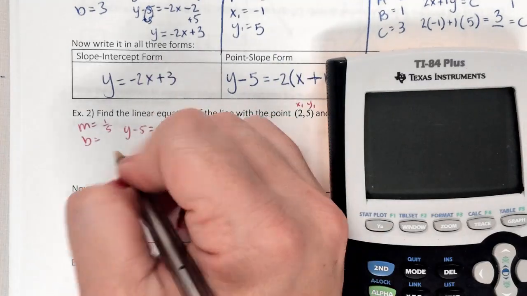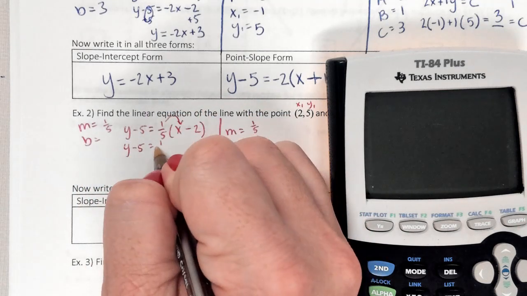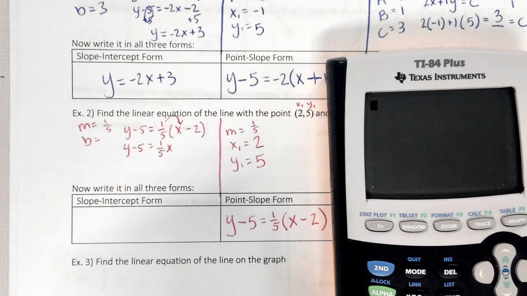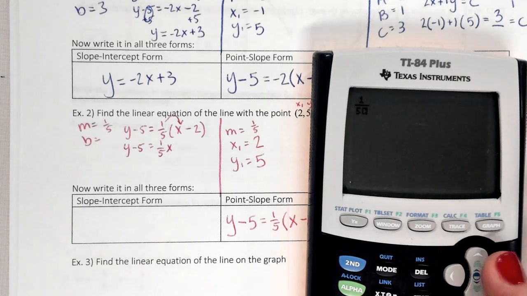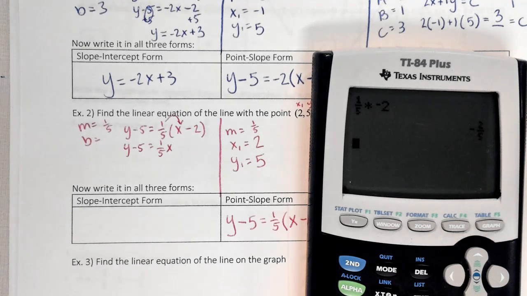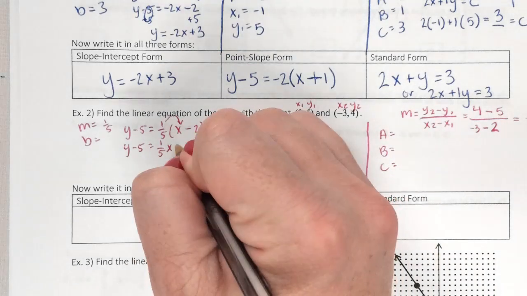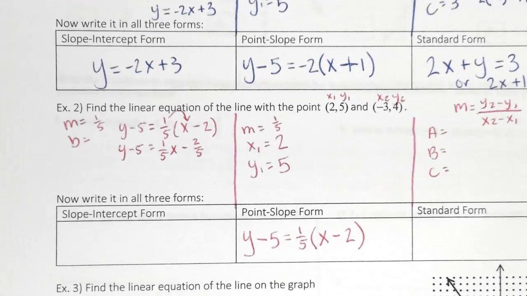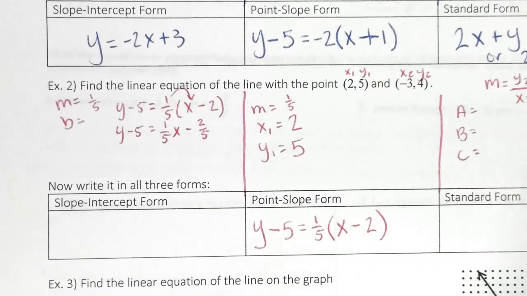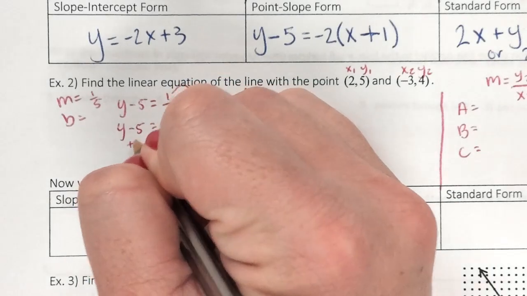So I'm going to simplify the right side, so I'm going to bring down my y minus 5. And I have 1/5 times x, which is 1/5 x. And then I have 1/5 times negative 2. And I get negative 2/5. So what do I do next? Add 5 to both sides. So plus 5 plus 5.